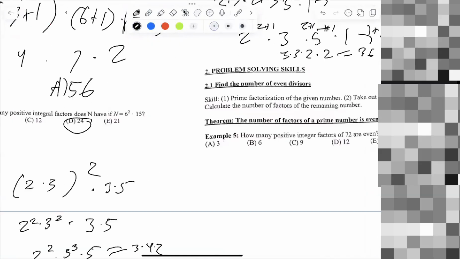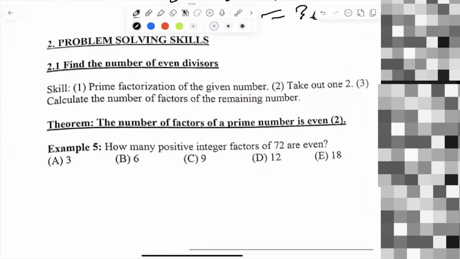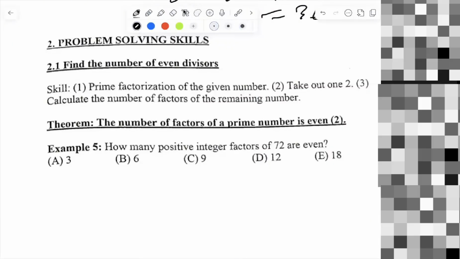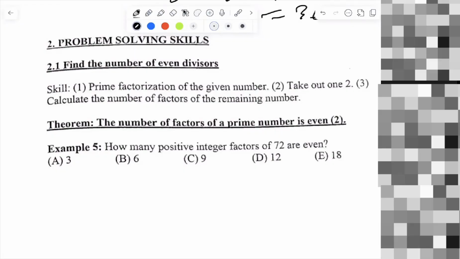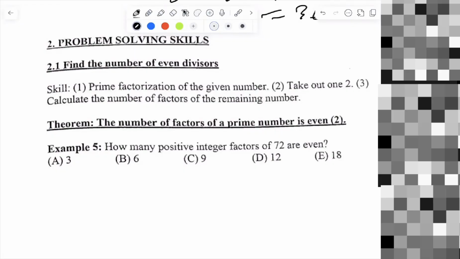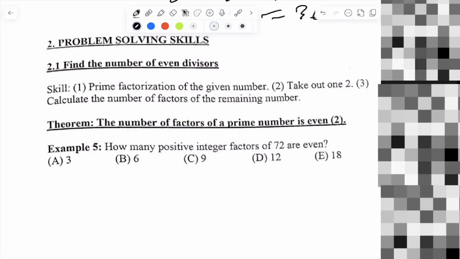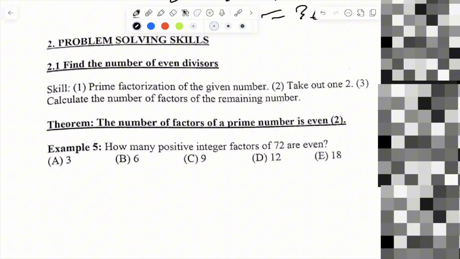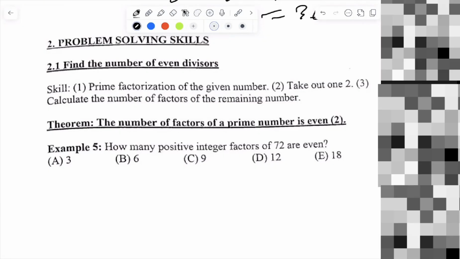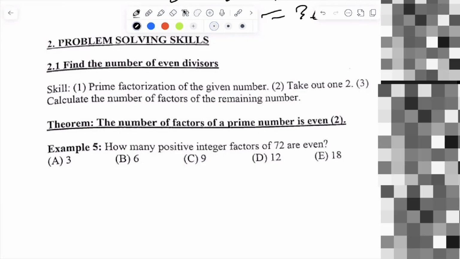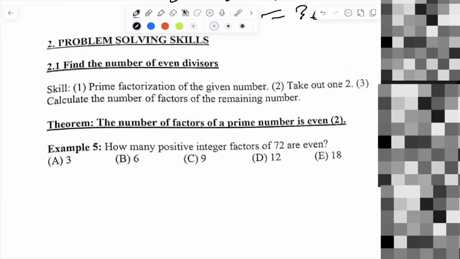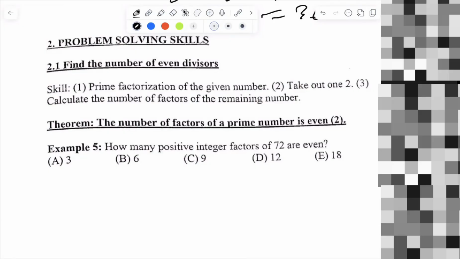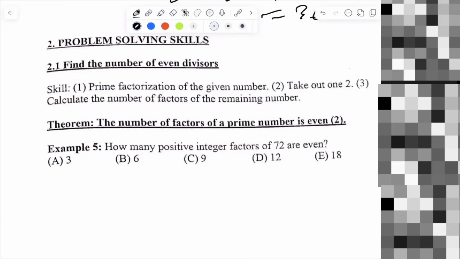Alright, now let's move on to find the number of even divisors. So, take the prime factorization of the given number, take out one 2, and calculate the number of factors of the remaining number. Example 5. How many positive integer factors of 72 are even? I'll let you guys have a try on this question and tell me through chat.